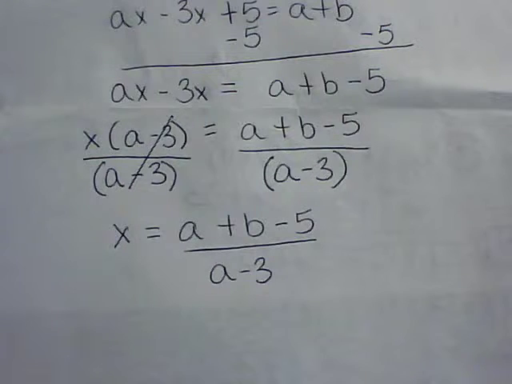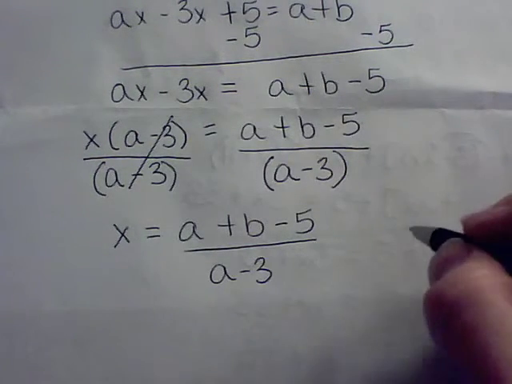Now, it did ask me for restrictions. What's the only number that we can't have as a denominator? It's going to give me something called undefined. Okay, I can't use 0 as a denominator. So in this case, a couldn't equal what?